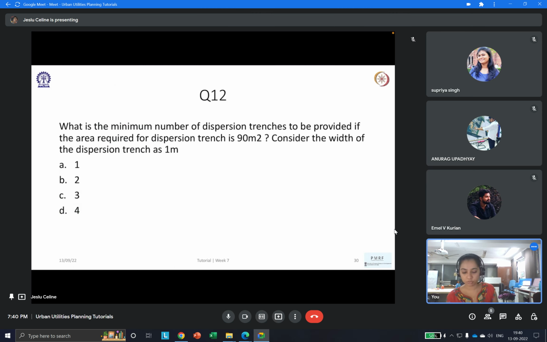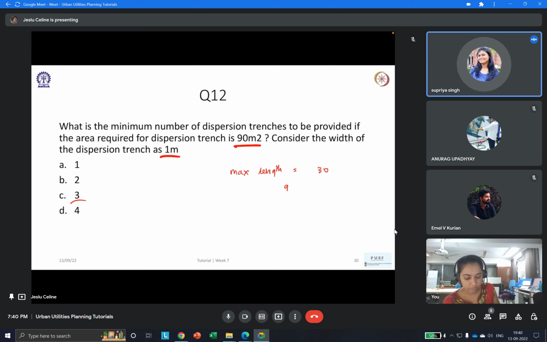So let's proceed further. What is the minimum number of dispersion trenches to be provided if the area required for dispersion trench is 90 meters square? Consider the width of the dispersion trench is 1 meter. So this is a very small numerical, a very easy one. Supriya, do you want to take this up? The answer is 3. Yeah, can you explain why? 30 meters is the maximum length, so we have 90 meters square divided by 1 meter width, so 90 by 30, it is 3.